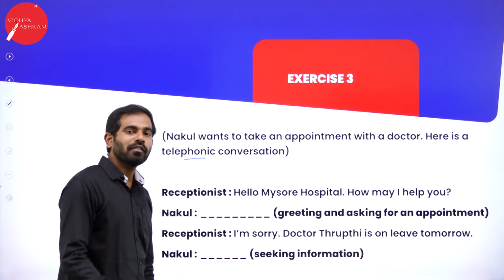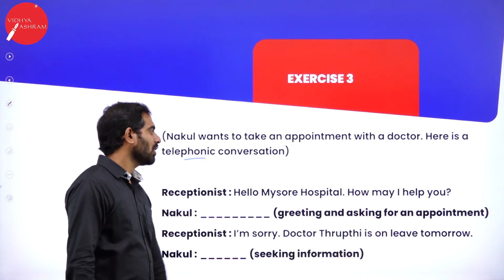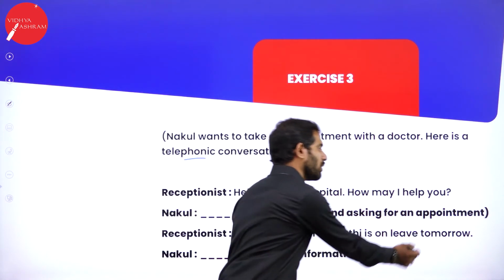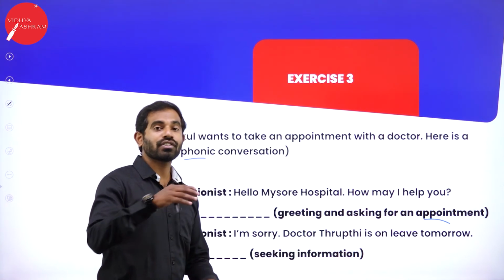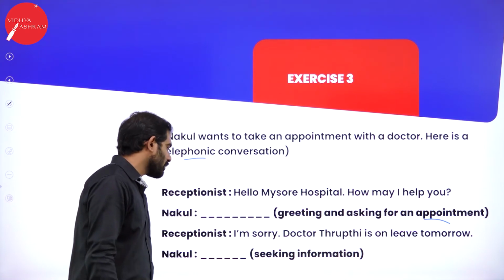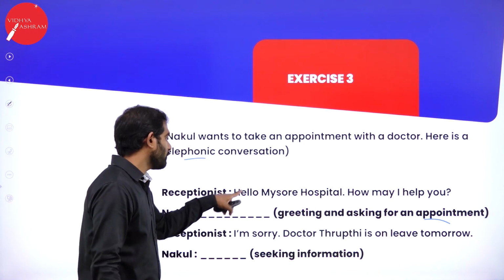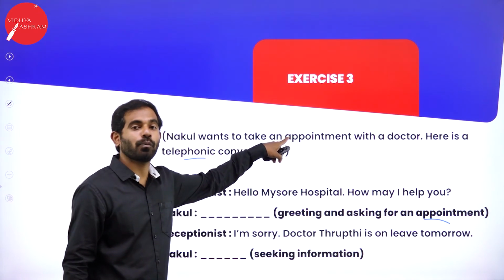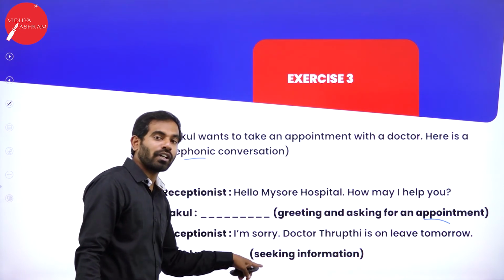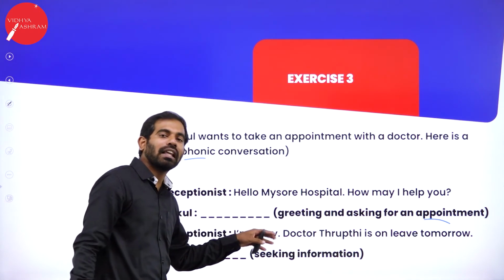Receptionist: Hello, Mysuru Hospital. How may I help you? Nakul: dash, greeting and asking for an appointment. We don't know why Nakul is taking an appointment here. We are not sure whether Nakul is sick or he wants to take an appointment for some other reason. Receptionist: I am sorry. So that's the reason I keep telling you, remember this. If according to this, you know that Nakul wants to take an appointment with a doctor, without reading the complete dialogue, if you start answering, you might just start writing, I am Nakul, I am sick, can I get an appointment?